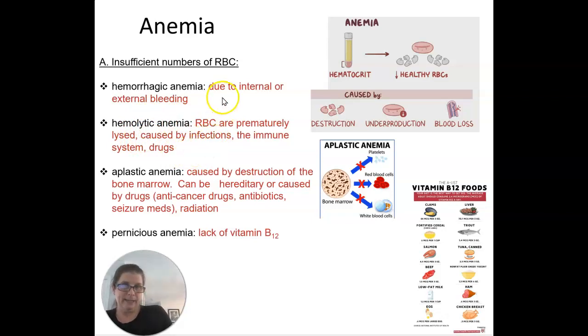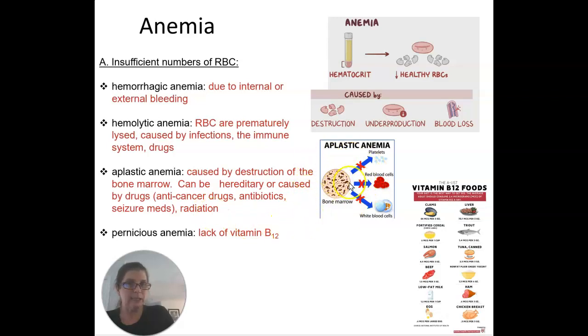Maybe you're not bleeding. They're not being attacked, but you're not making them. So now we have aplastic anemia. Something's going on and they're not being formed. So they're not being made in the bone marrow. So something's destroying the bone marrow. So this could be genetic. Some medications do this. Some anti-cancer drugs.